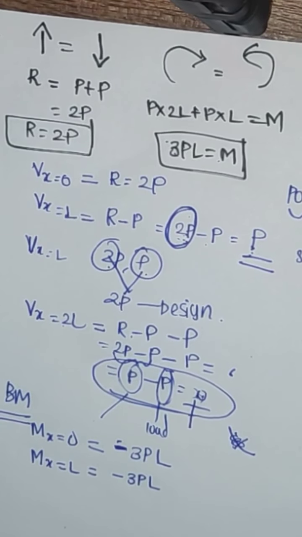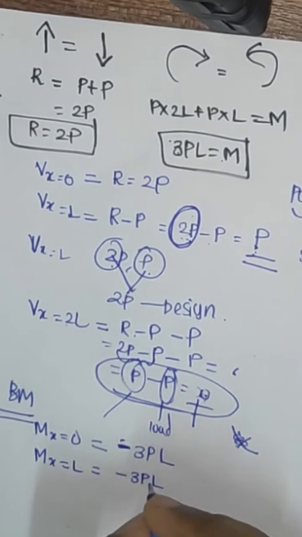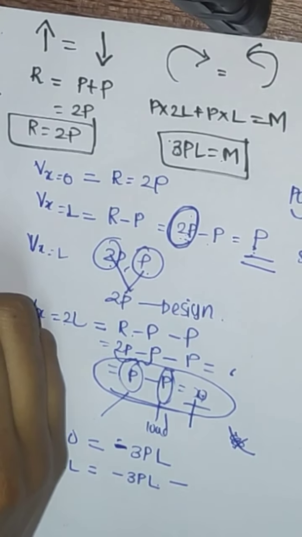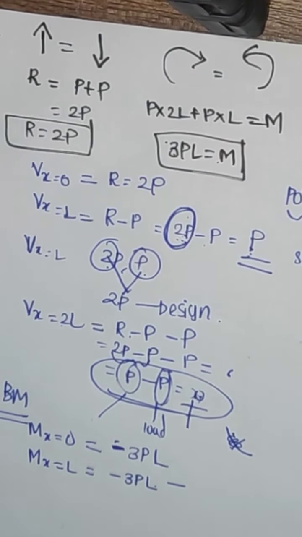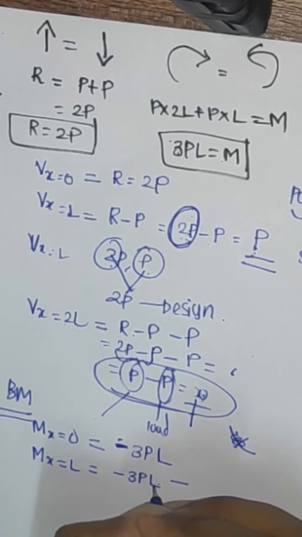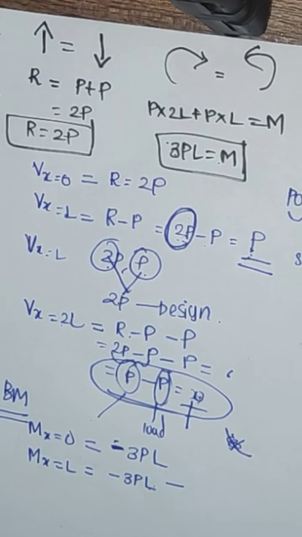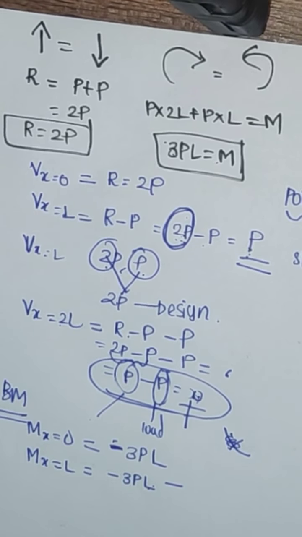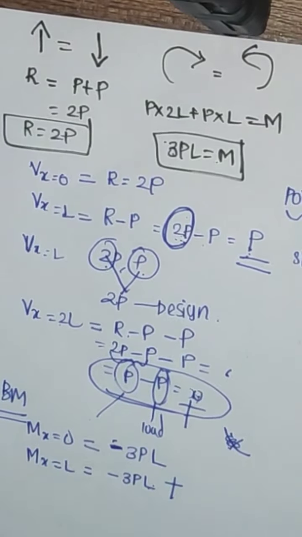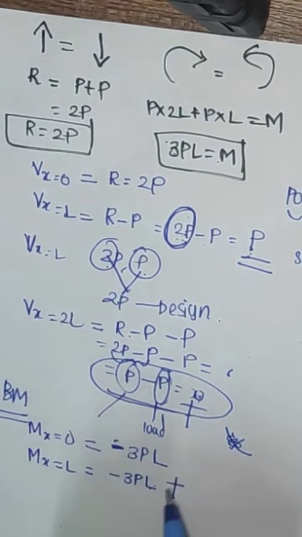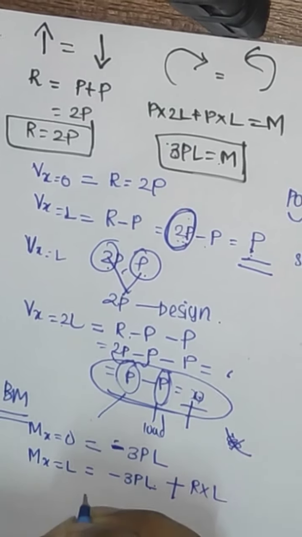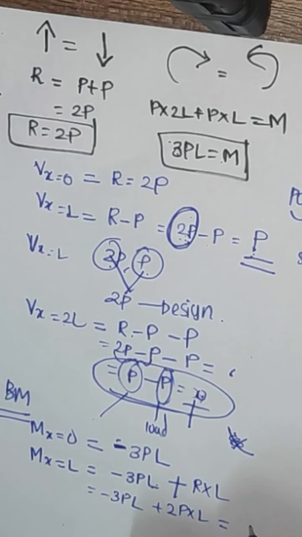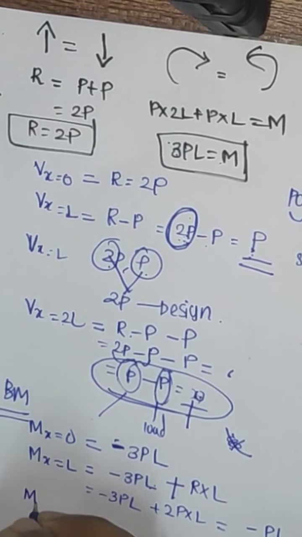Next, this reaction also will create a bending moment. So minus 3PL minus this reaction into that length. At x equal to L, there will be a moment due to this reaction, R into L. As the force is upward, it will create a positive bending moment, that is sagging, not hogging. So it is R into L. So this is minus 3PL plus 2P into L. So what you will be getting? Minus PL.